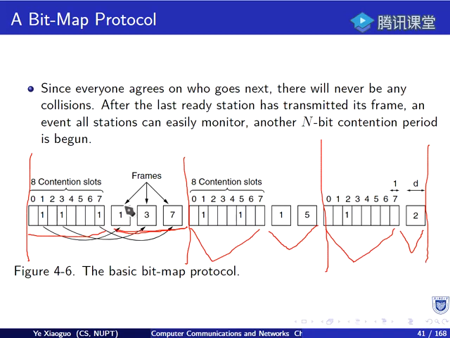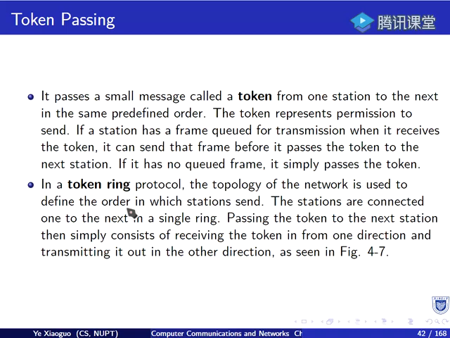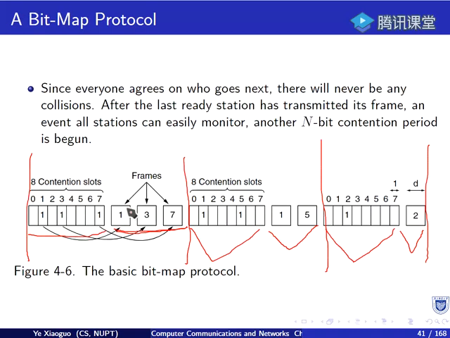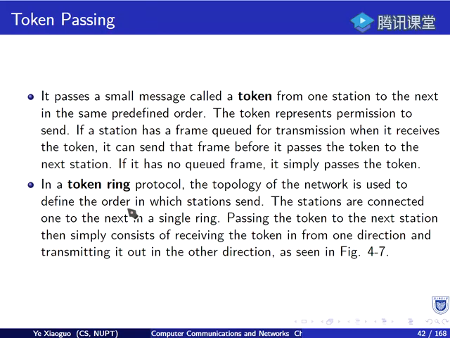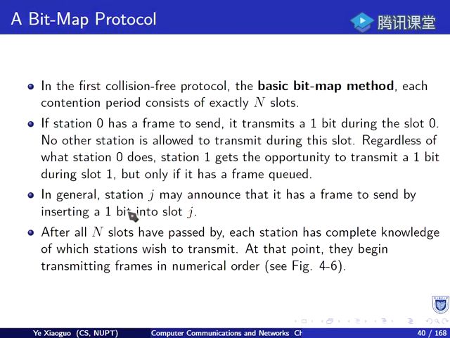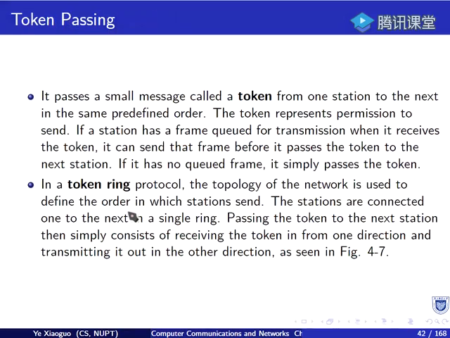There is no contention. So it is a bitmap protocol. Now the second kind of protocol is also contention free. It is called token passing. Token passing is a complex but interesting protocol.